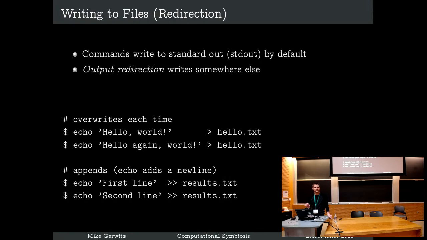So if we do a single greater than sign, we can output to hello.txt, and it will overwrite, in the case of the first example, what was there previously. So hello.txt would only contain hello world. If you do two greater than signs, it'll append. And so the second one, results.txt, will contain two lines, first line and second line, respectively. And if the file doesn't exist, it'll create it for you.